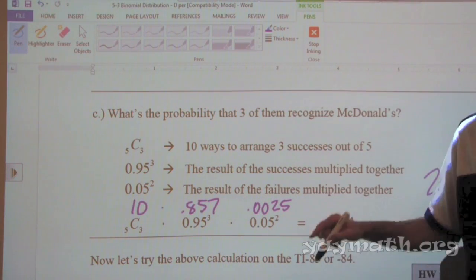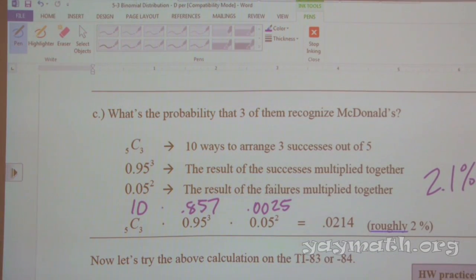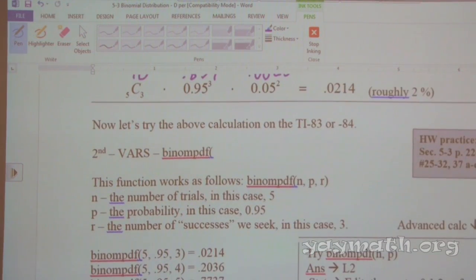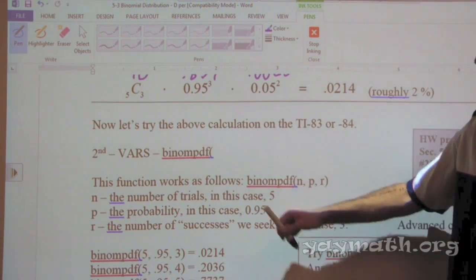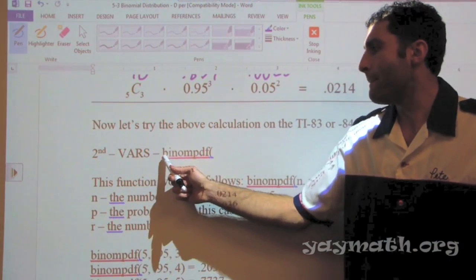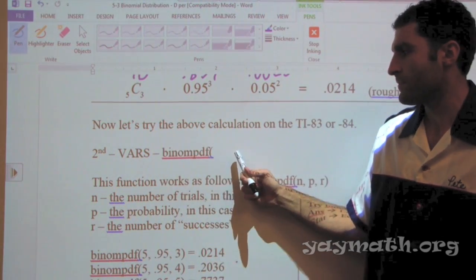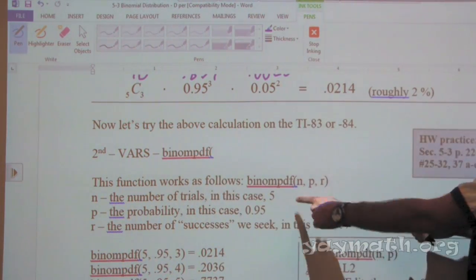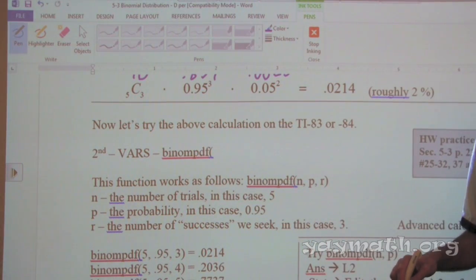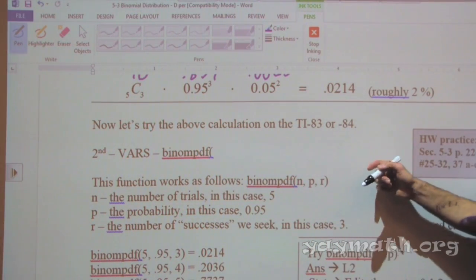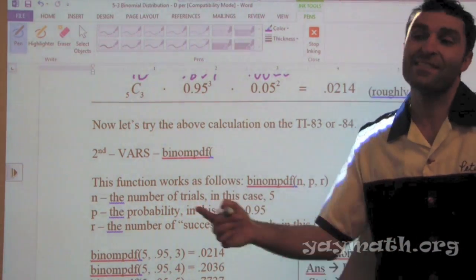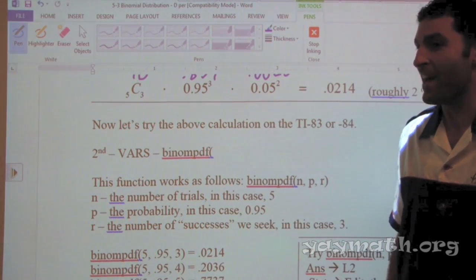Okay? Now the good news. Let's go into the calculator. It's fascinating that it actually exists there. So here it is. The calculation is binom PDF, binomial distribution. It works as follows with NPR, no pun intended. National Public Radio. That is the pun, but I don't intend it to be that.